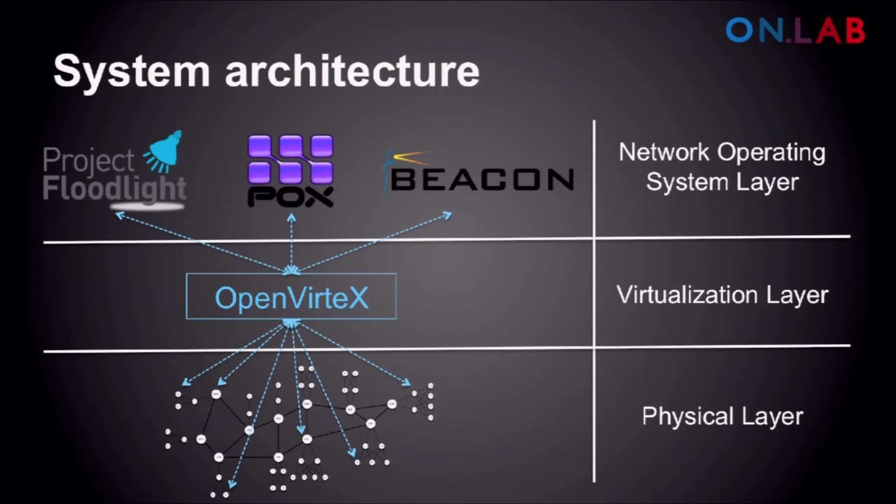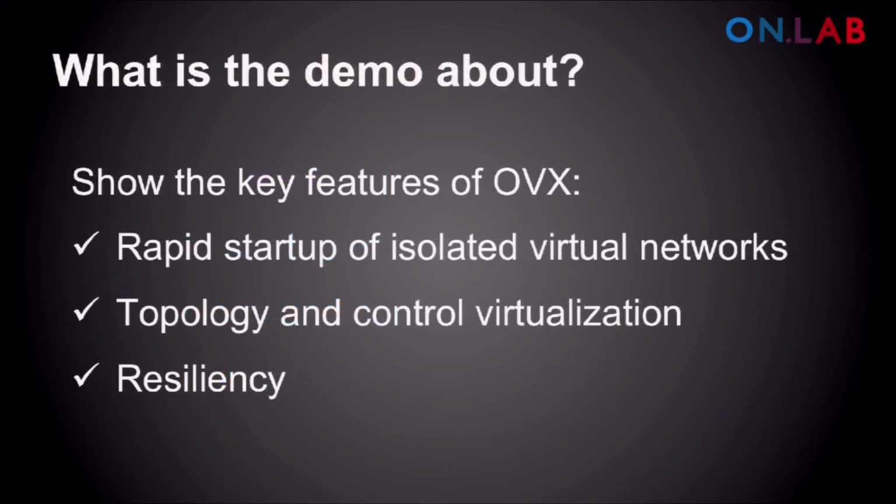OpenVirteX sits in between OpenFlow switches and the network operating system. It speaks OpenFlow south to the switches and north to the network operating systems. Since OpenVirteX sits in the middle, it rewrites OpenFlow messages to perform isolation as well as the illusion of a virtual topology. In this demo, we will create isolated virtual networks, each with their own topology. Each virtual network is connected to its own network operating system, and finally, we demonstrate the resiliency features of OpenVirteX.